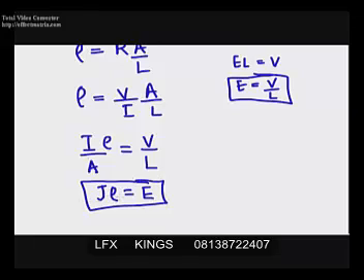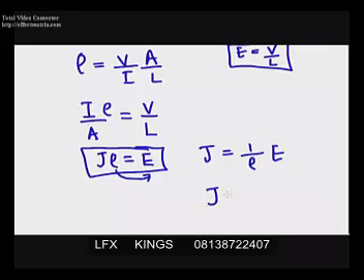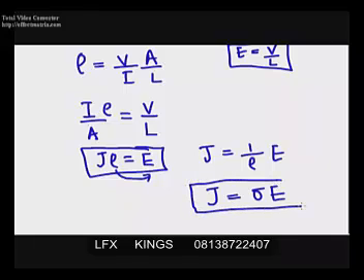And also, if the resistivity goes to the other side, current density is equal to 1 over resistivity multiplied by electric field. And we remember that 1 over resistivity gives us conductivity. So current density is equal to conductivity multiplied by electric field. This is the last equation you have to take note of. So we've found that current density is equal to conductivity multiplied by electric field, and current density multiplied by resistivity is equal to electric field.